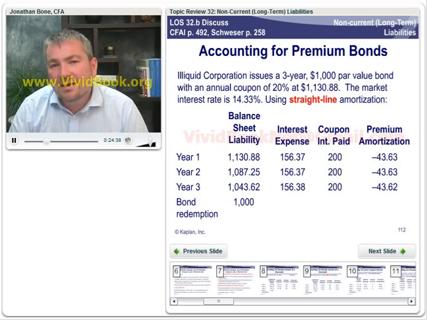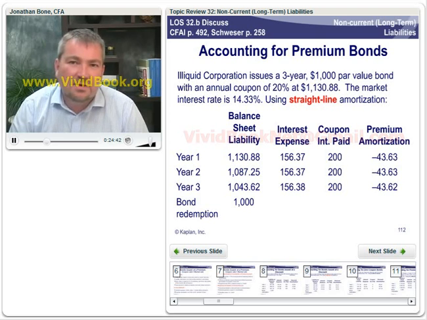So notice that our interest expense essentially would be roughly very smooth under this approach, whereas under the effective interest rate, of course, notice that your interest expense for a premium bond would decrease over time. Why would it decrease? Because, of course, it's based on the opening liability value.